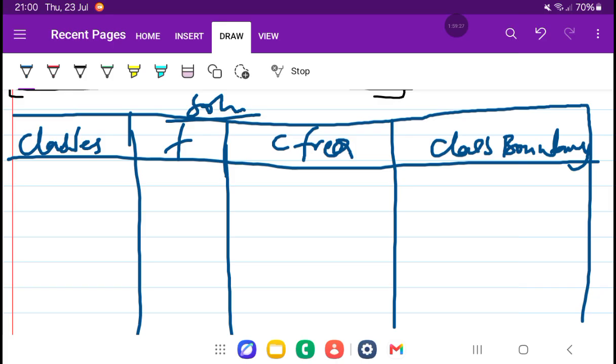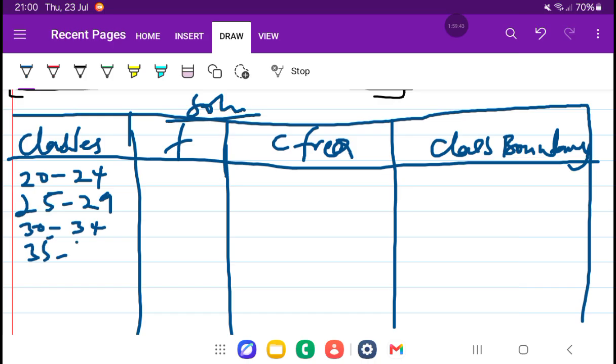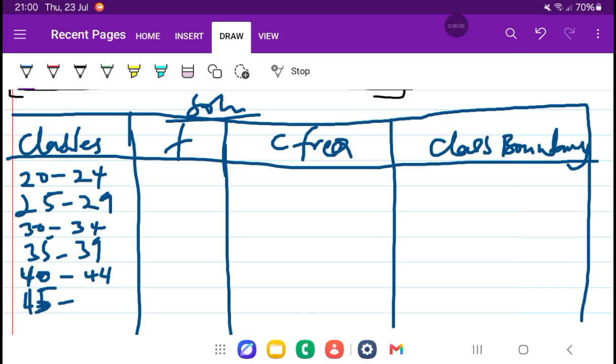So this is 20 to 24. The reason why we are including these classes is because we want to pick the median class or the quartile classes. 30 to 34, 35 to 39, 40 to 44, 45 to 49, and then 50 to 54.